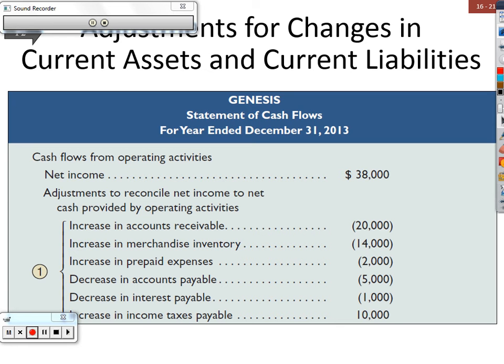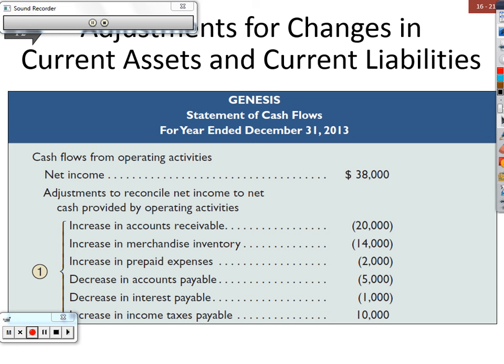Look here on this example for Genesis company, increase in merchandise inventory. Is merchandise inventory cash? No, it's considered to be what? Non-cash. Non-cash current asset, right? So what are we going to do? This shows an increase in merchandise inventory, so what are we going to do as far as net income is concerned? Subtract it. Subtract it, right.